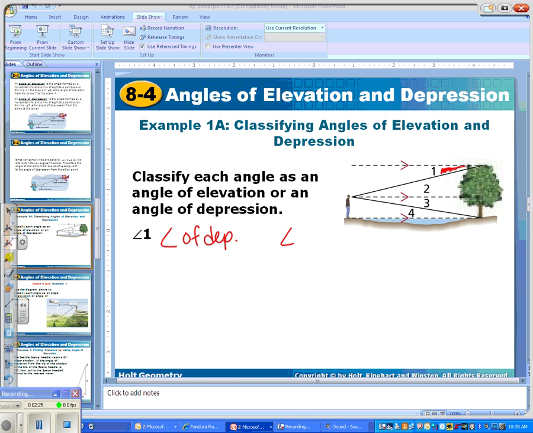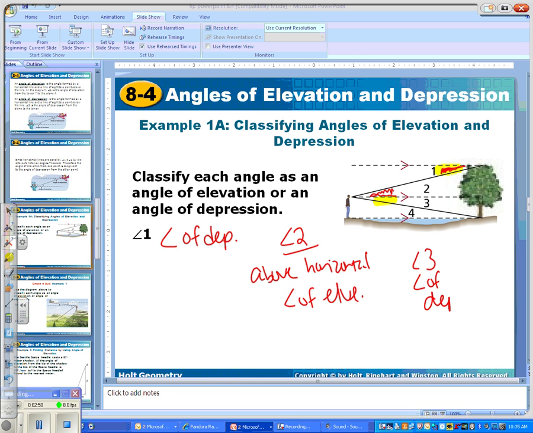If we look at angle 2, it is this angle right here. If you look, it is above the horizontal line. The horizontal line is the dashed one, so it is an angle of elevation. Angle 3 is this one right here. It is below the horizontal line, just like angle 1 is, so it is also an angle of depression. And angle 4 is above the horizontal line, just like angle 2 is. So angle 4 is also an angle of elevation.